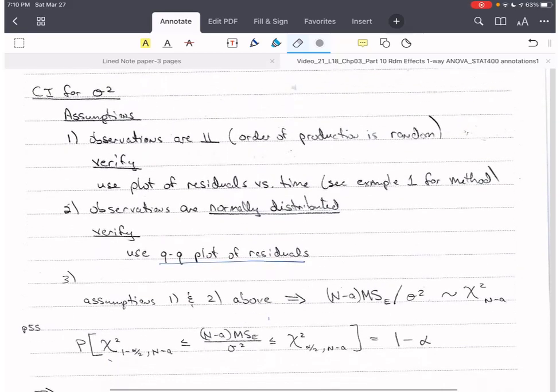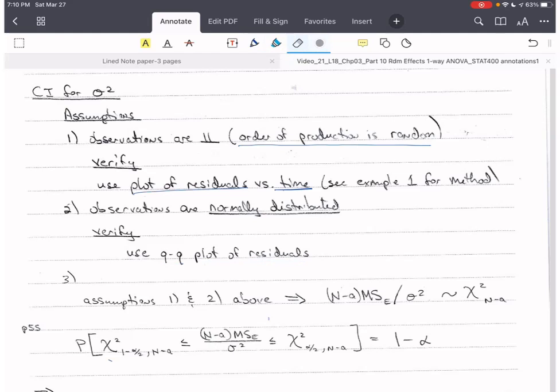So, the assumptions: the observations are independent. So we're going to verify that. How you get independent observations is randomizing the order of producing or creating those observations. So we can verify that using a plot of residuals versus time or the order. And I see example 1 for the method, but we're also going to show this in example 2 for the random effects in the next video.